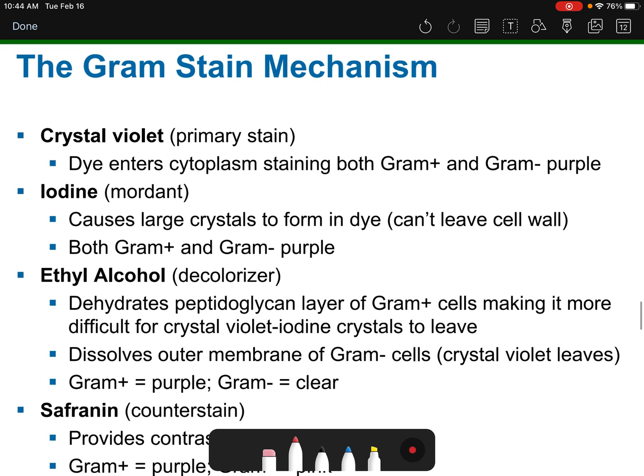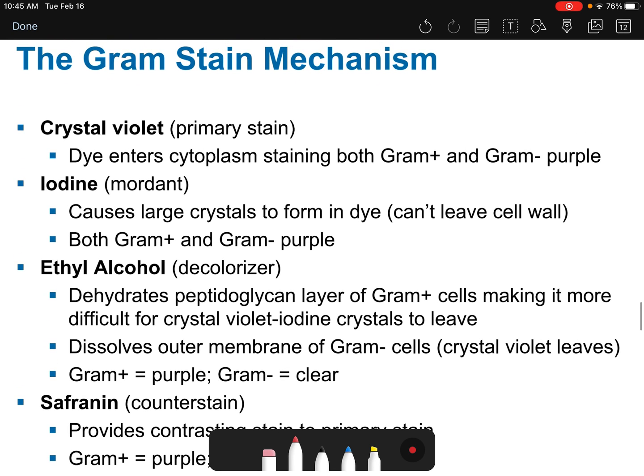So why is this important? Well, we do what's called a gram stain, and by doing this step-by-step staining process, we can actually see whether your bacterium is gram-positive or gram-negative based on how it stains. There are 4 basic steps. The first step is crystal violet, which is the primary stain. That means it's the first stain.